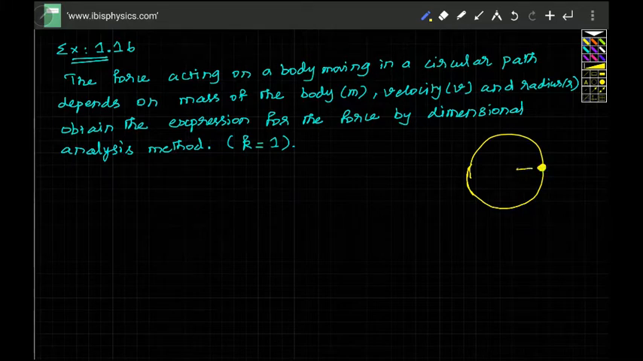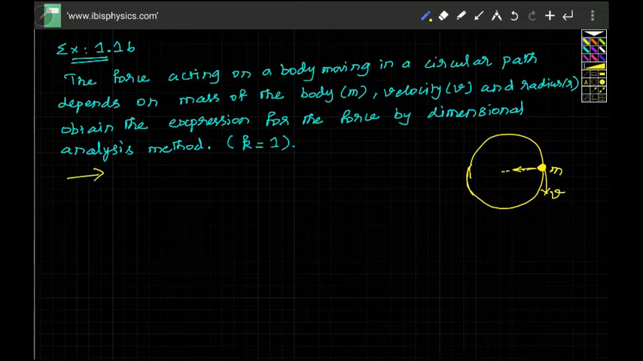acting on the particle towards the center, which we call centripetal force, depends on the mass of the particle, the speed with which it is revolving around, and the radius. Because when the radius changes, the force may change. When the velocity changes, the force may change. So it depends, but the only trouble is how much they are going to change. Whether when the radius changes, the force is going to double or triple. When the velocity changes, the force may become 4 times or the square root of velocity. That thing we don't know.